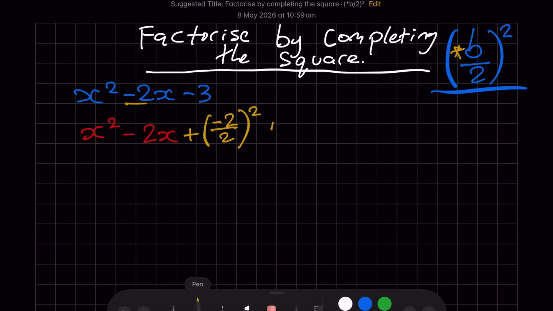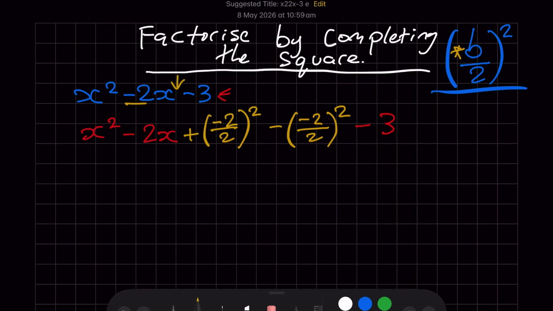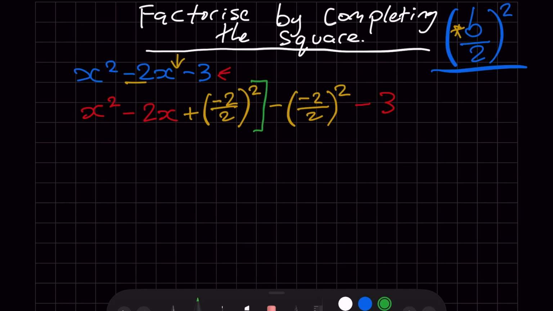And because we plussed, we need to then minus negative 2 over 2 squared. And we are going to minus 3 on the end because we've got that here. So this orange bit, once again, went in the middle of these two. Once we have that, we can do our step on this.